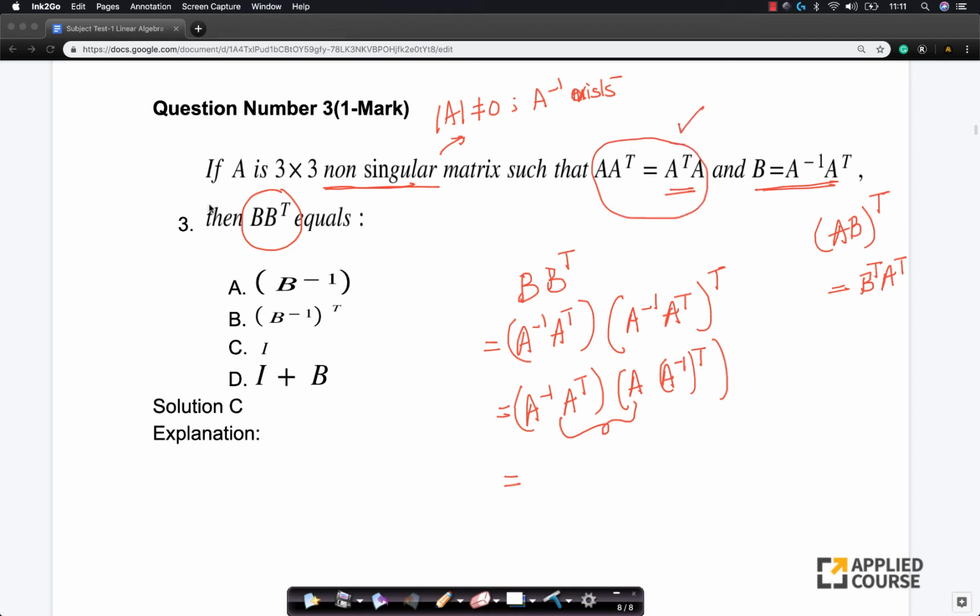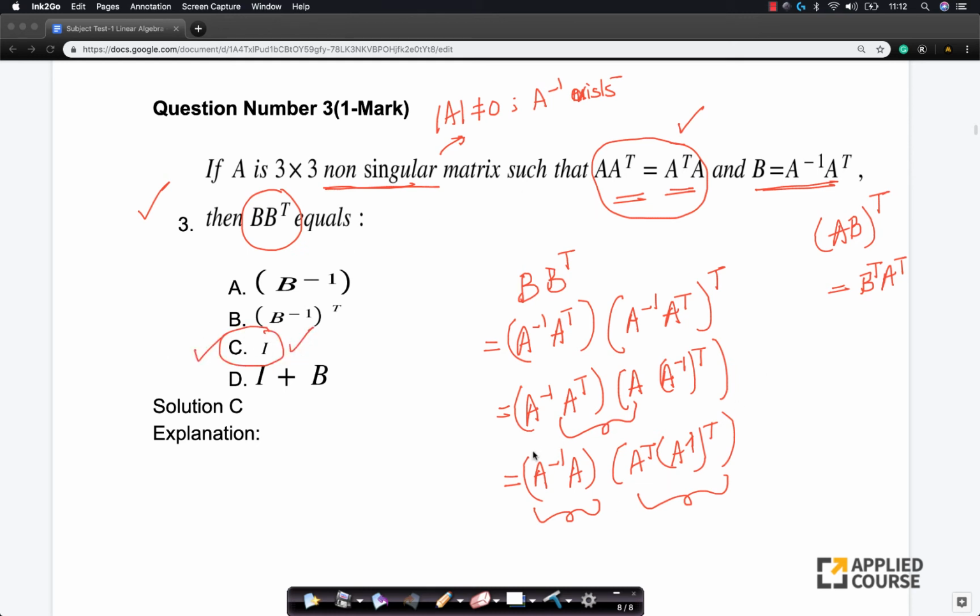Remember that when the examiner set this question, he gave this equation for us to swap these two. Because A transpose A is same as A transpose, I can write this as this multiplied by A transpose into A inverse transpose. Okay, this is equal to I and this is also equal to I. Right? So since both of them are equal to I, my option C is the right option here.